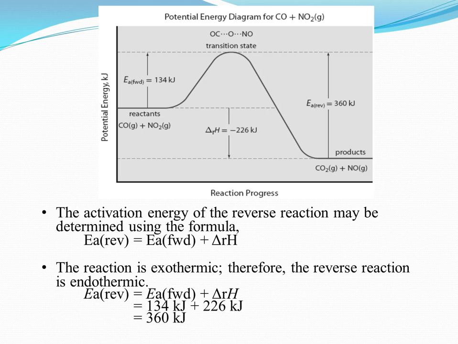The final part of the question asks what the activation energy of the reverse reaction would be. For the reverse reaction, imagine that the entire reaction pathway is reversed. If you were moving backwards from the products, you would see that the energy required to reach the activated complex energy level would be the sum of the activation energy and the enthalpy change of reaction.